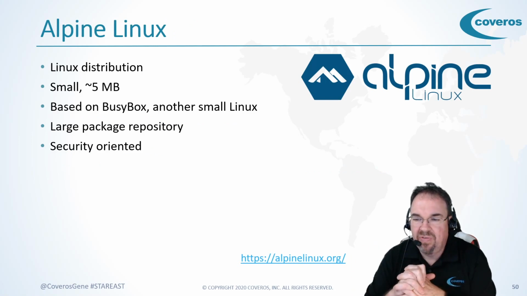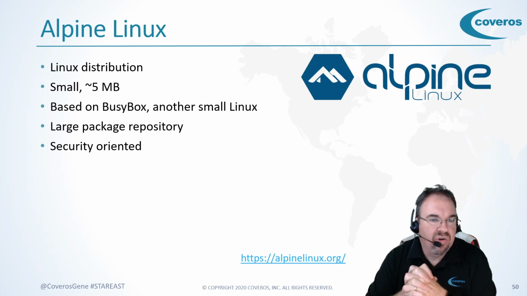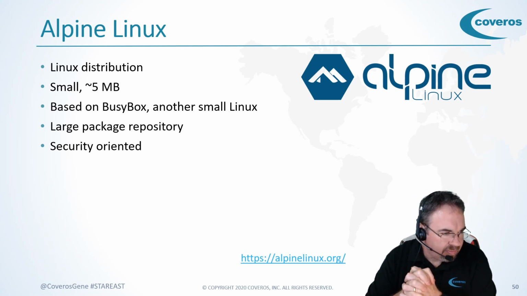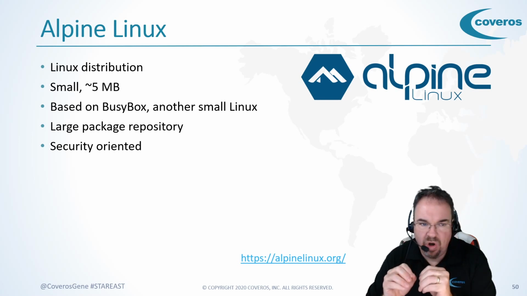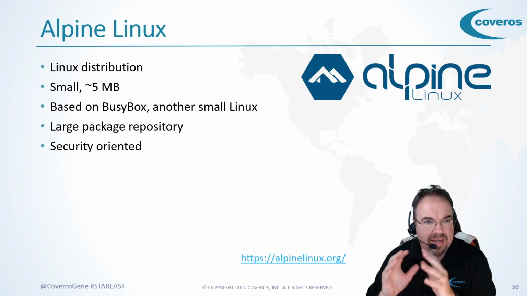We use Ubuntu all over the place, and a lot of Docker images are created using Ubuntu as the base. But sometimes you don't need all of Ubuntu. So we use this thing called Alpine. And Alpine Linux is a really small, tiny little 5 megabyte, not 60 megabyte, 5 megabyte Linux distribution.